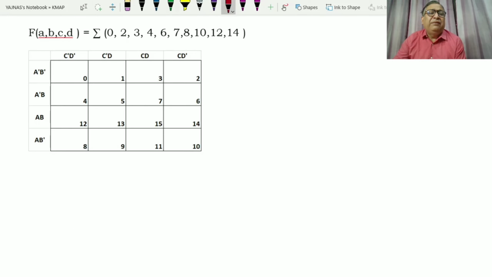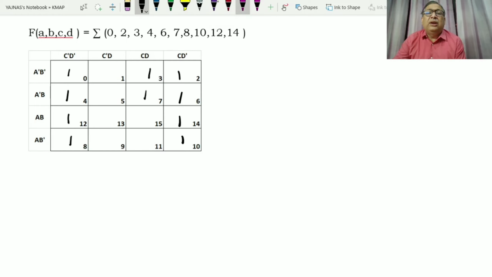Now the next question is F(A, B, C, D) equal to sigma 0, 2, 3, 4, 6, 7, 8, 10, 12, 14. So let's fill 1 at 0, 2, 3, 4, 6, 7, 8, 10, 12 and 14.